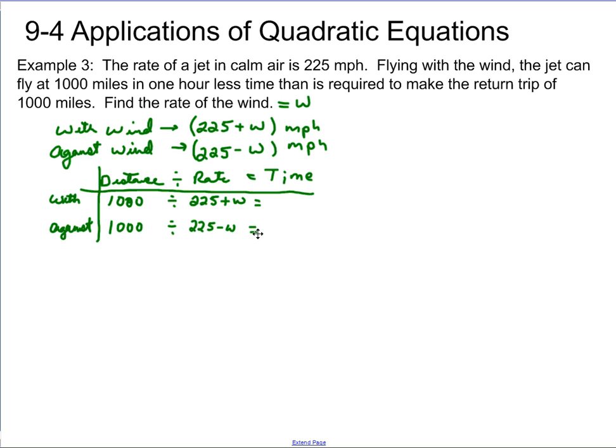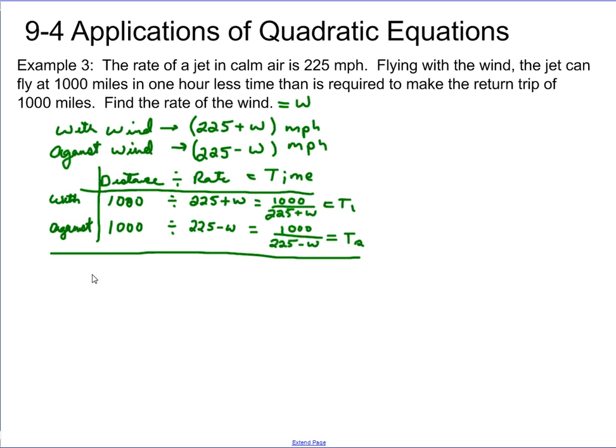So what can we know about the time? You always just simply go and divide or multiply across to get whatever the time is. So in this case, it will be 1,000 divided by 225 plus W for our trip with the wind, and it will be 1,000 divided by 225 minus W as our trip against the wind. All right, so these are our times, and this is the time with the wind, and this is the time against. What do we know about these two times, time 1 and time 2?